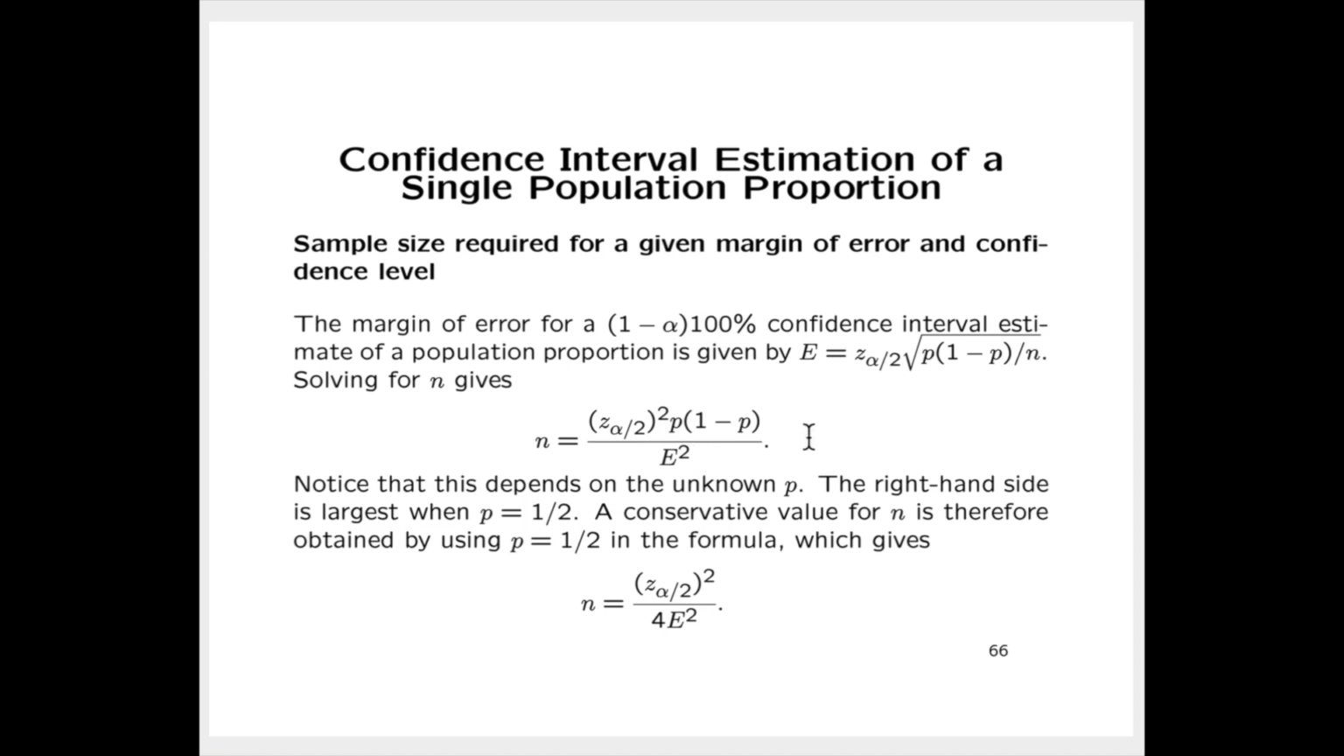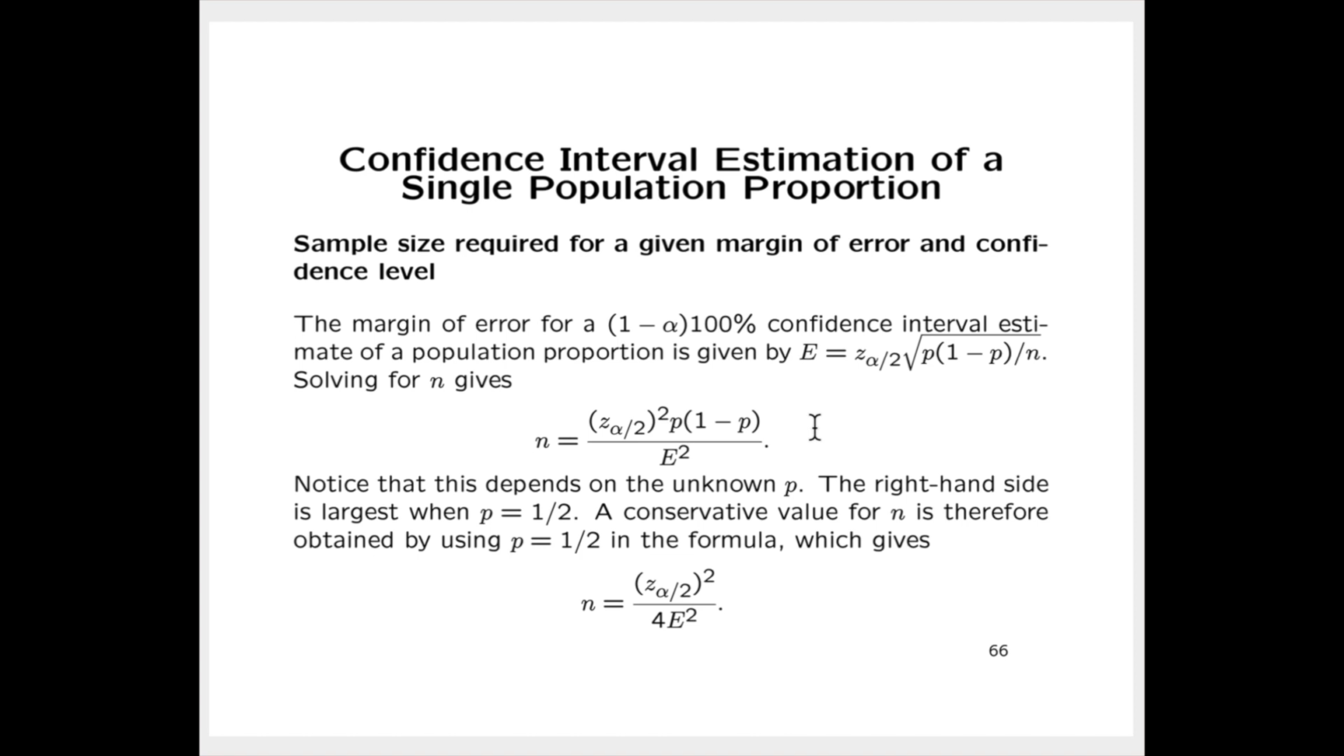squared. Now, the problem with this formula is that it involves P, which is unknown because that's what we're trying to estimate. We don't know the true value of P to plug in here. But there are two things we can do. Perhaps we have previous information from this population, maybe a pilot study, and we've been able to obtain an estimate of P based on that, with the idea that we're going to get a larger sample and a better estimate. Then we can plug that estimate in for P here.